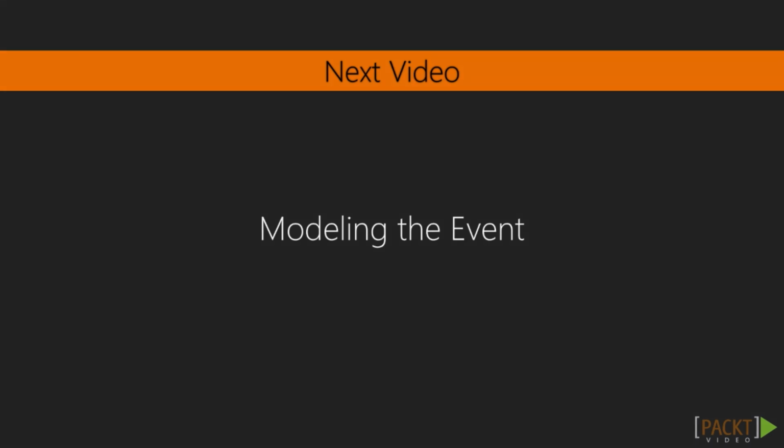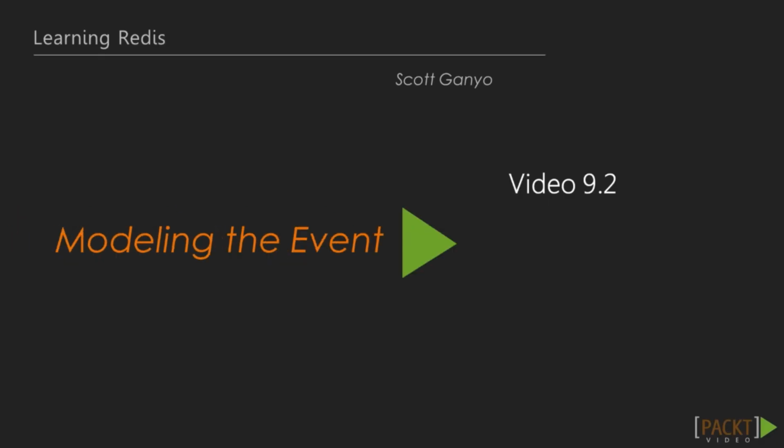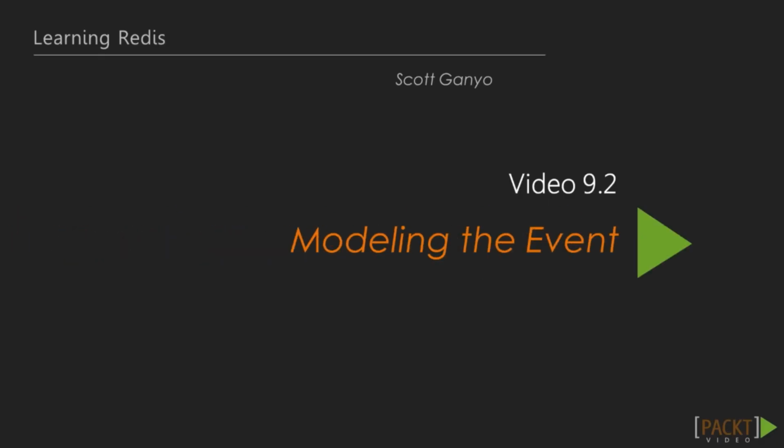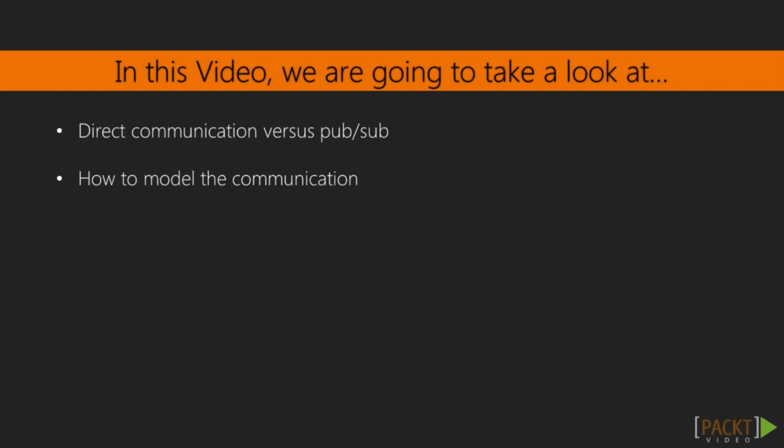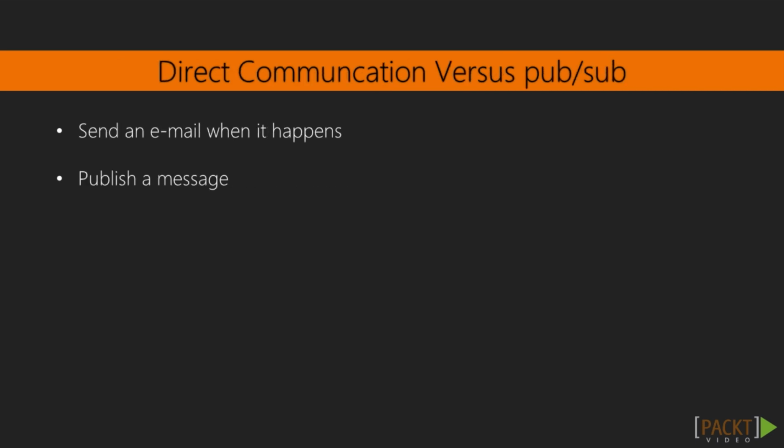Next up, modeling the event. Video 9.2, modeling the event. In the last video, we saw how to manipulate events in Redis through the CLI. Now we'll take a look at how we can use this functionality to communicate significant game events to our players and decide on a way to model it in our application.